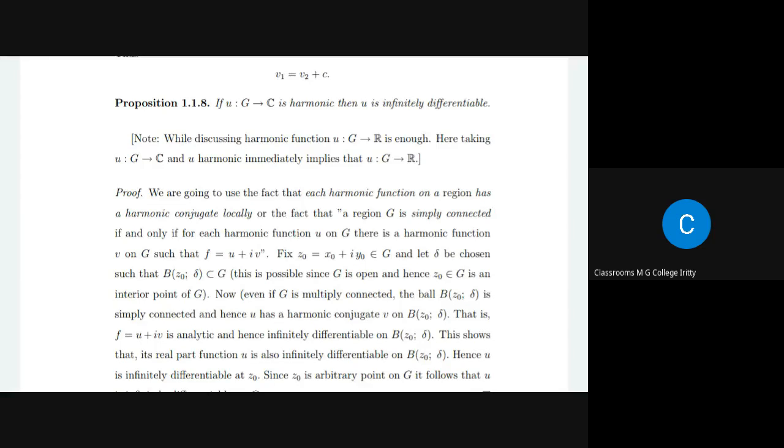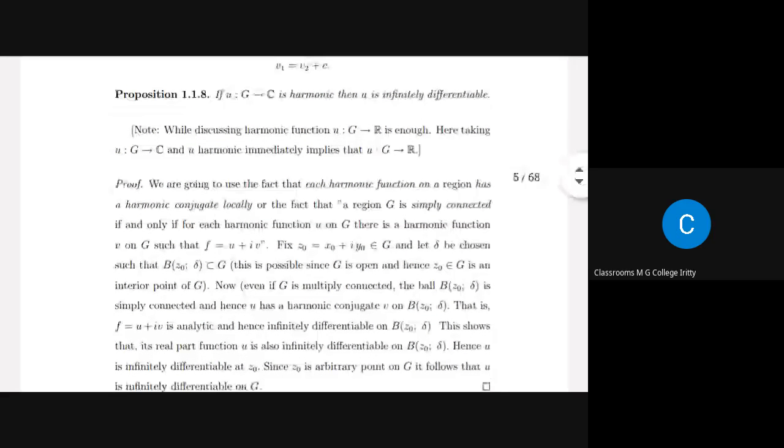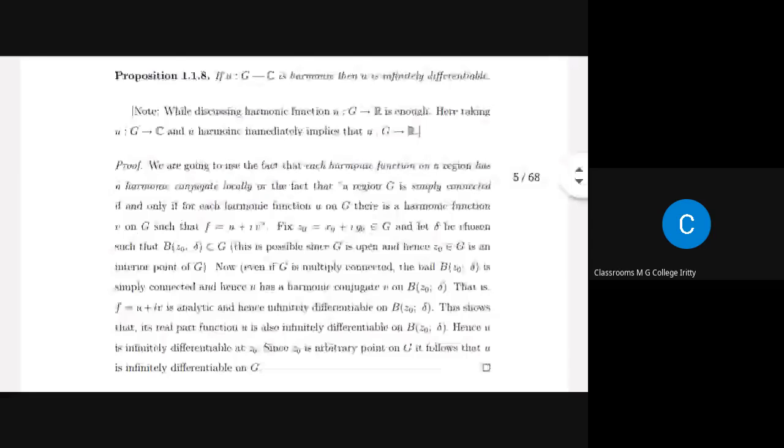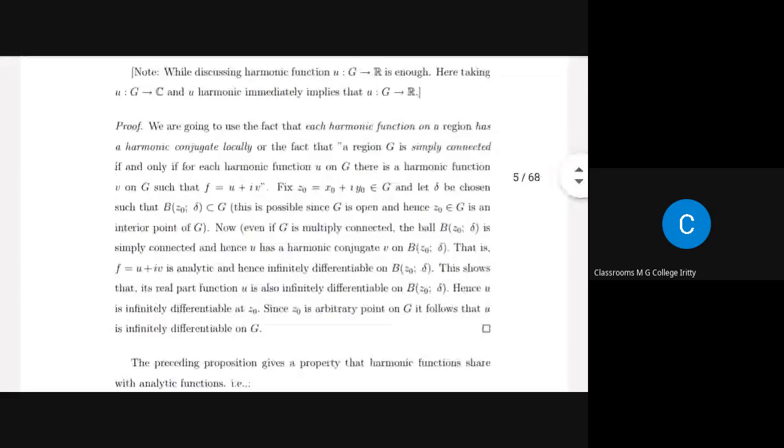Since every analytic function is infinitely differentiable, f is infinitely differentiable on B(z0, delta). So u is also infinitely differentiable on B(z0, delta) and at z0. Since z0 is an arbitrary point in G, u is infinitely differentiable on G. So this theorem says that like analytic functions, harmonic functions are also infinitely differentiable on a region.